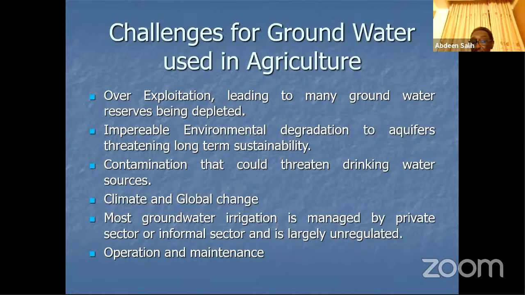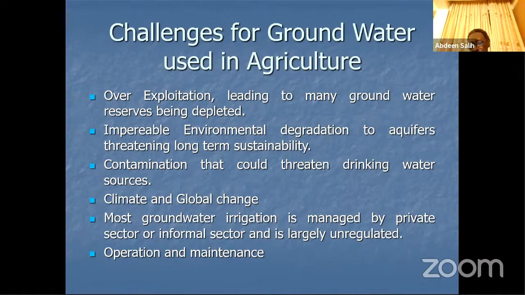Impermeable surfaces cause environmental degradation to aquifers, threatening long-term sustainability. Contamination could threaten the existing drinking water sources. Climate and global change also have quite an effect. Most groundwater irrigation is managed by the private or informal sector, and it's largely unregulated.